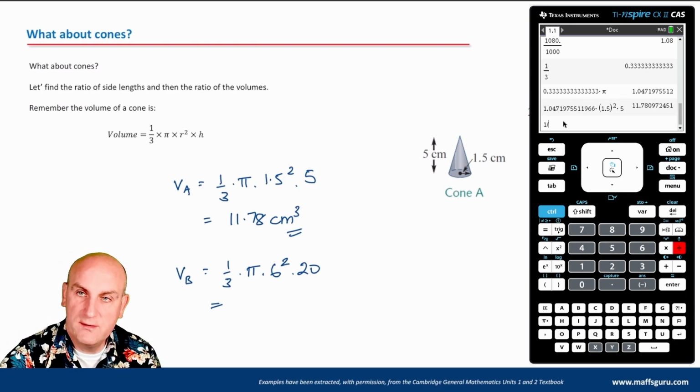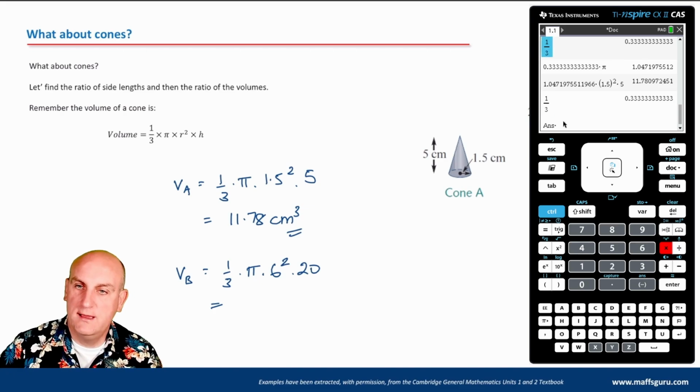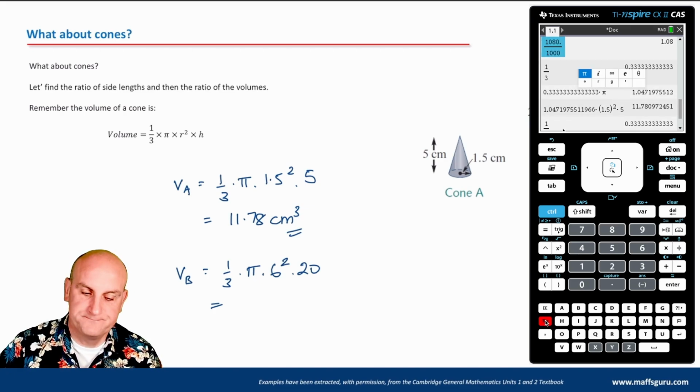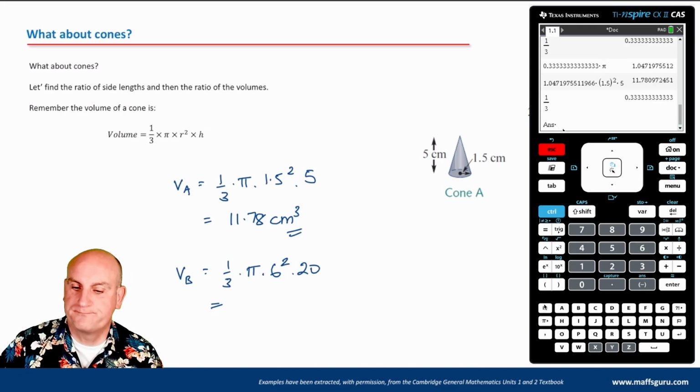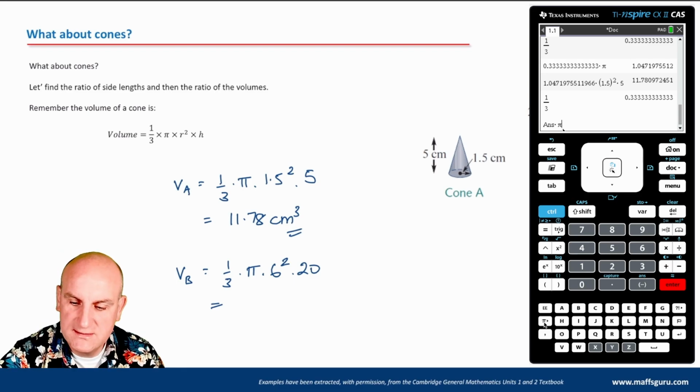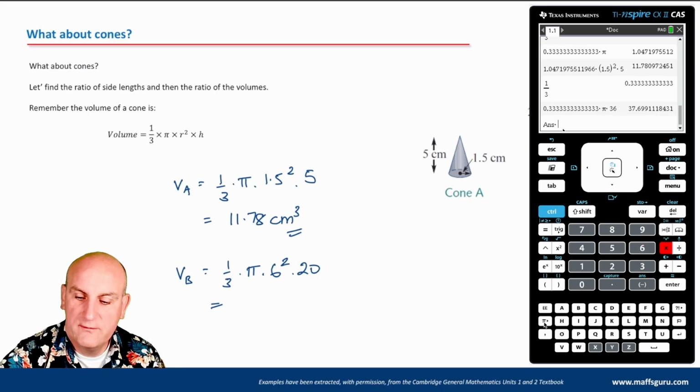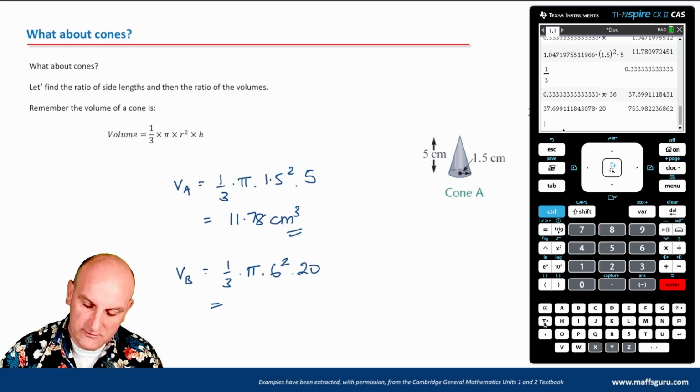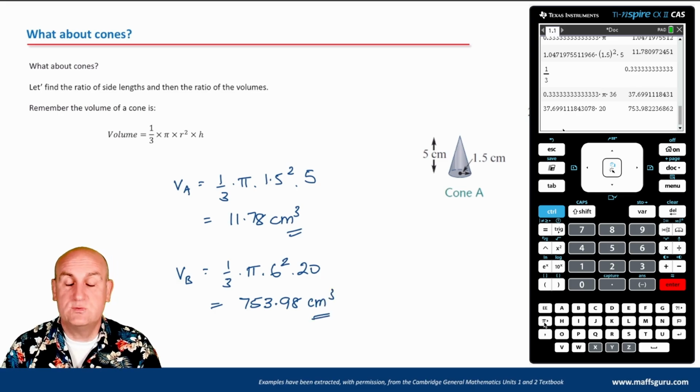So let's do 1 divided by 3 times by pi. Sorry, guys. I don't know what's going on with my calculator today. Times that by pi. Times that by 36, because I know what 6 squared is. Times that by 20. Hit enter. Gives me 753.98 centimeters cubed.